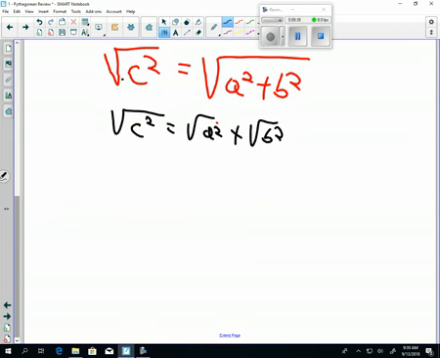So now we have something we can write. We know that the square root of c squared is c, because c times c makes c squared. So if I take the square root, it's c. So now I can write it like this. c is the square root of a squared plus b squared. Very important: a squared plus b squared.